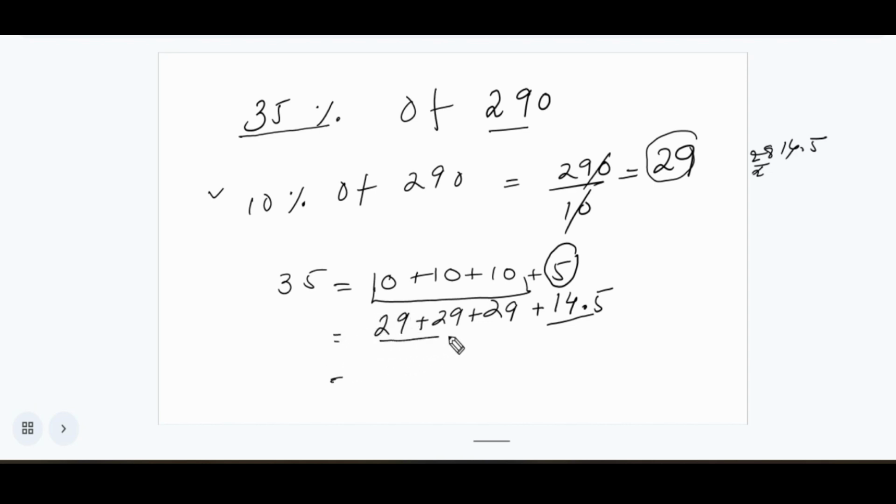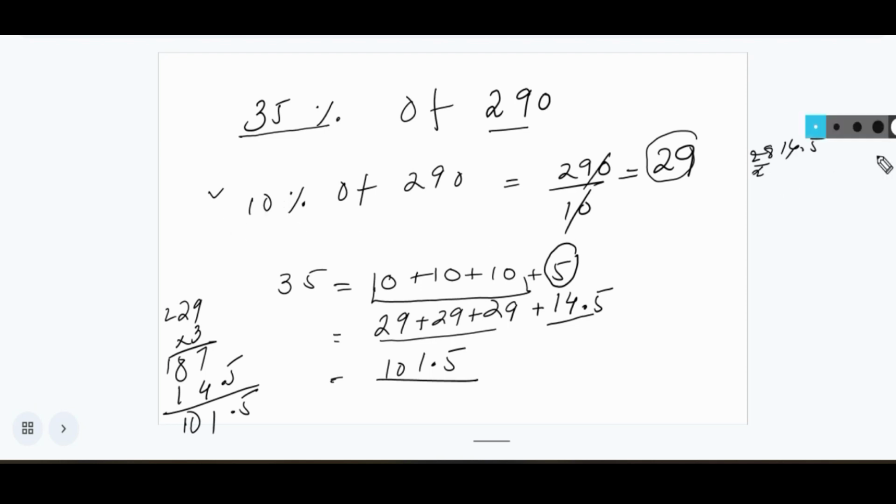Okay, so here what we need to do, we need to multiply 29 times 3. That is 3 times 9 is 27, 3 times 2 is 6, plus 2 is 8. Now we need to add 14.5. So 0.5 will be as it is, 7 plus 4 will be 11 and this is 10. So 101.5 will be your answer. Okay, so this is the way I told you. If you like to follow it, you can.